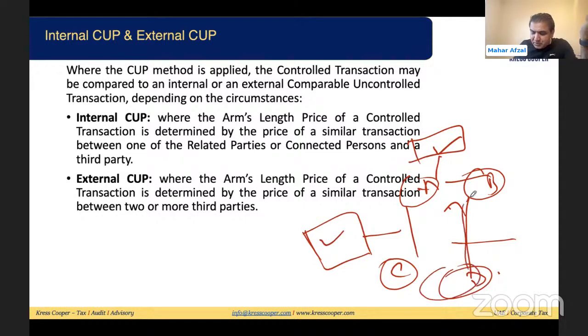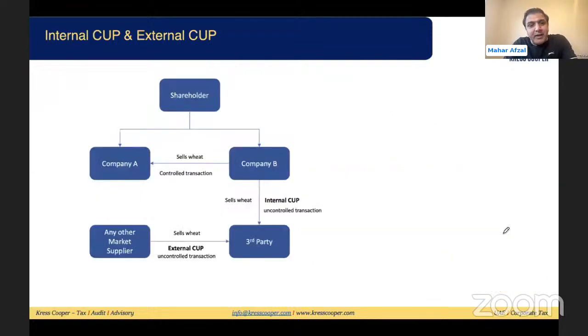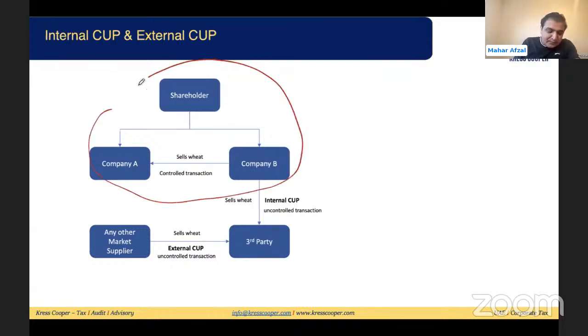Whatever D is charging to B, D might be selling the same goods to any other party in the market, E as well, under the same circumstances, similar nature of the goods. So whatever price D is charging to E, again, it will be considered my external CUP. I have given you an example here. This is a shareholder. This shareholder has a company A and company B. Since the shareholder is the same for company A and company B, as already defined in the previous slides, these are related parties.